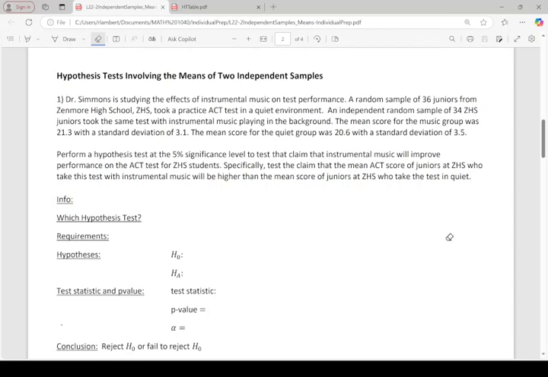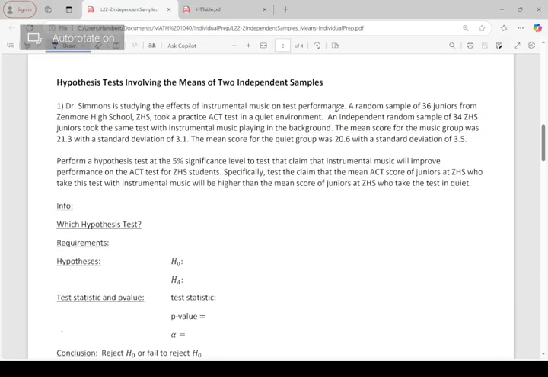This is a fun little example that's inspired by something that's been called the Mozart effect before, which suggests that listening to Mozart music makes you smarter. But let's get into this example. Dr. Simmons is studying the effects of instrumental music on test performance. A random sample of 36 juniors from Zenmore High School, ZHS, took a practice ACT test in a quiet environment. An independent random sample of 34 ZHS juniors took the same test with instrumental music playing in the background. The mean score for the music group was 21.3 with a standard deviation of 3.1. The mean score for the quiet group was 20.6 with a standard deviation of 3.5.